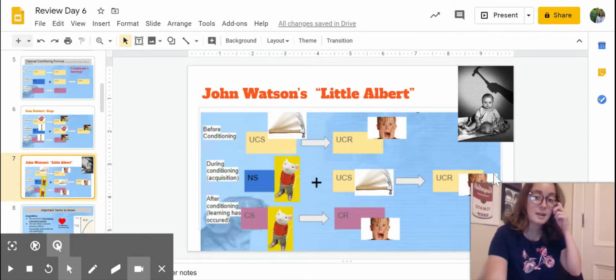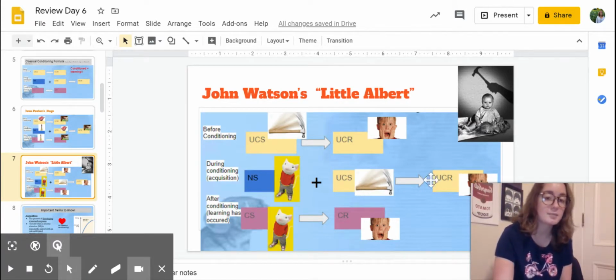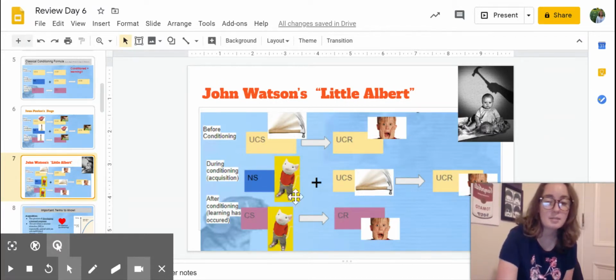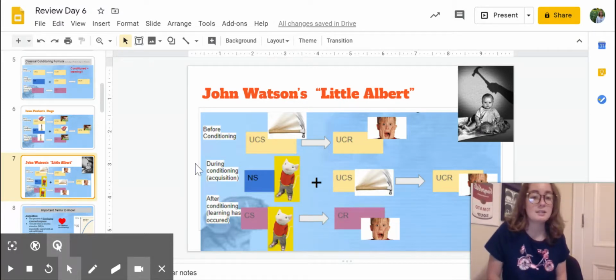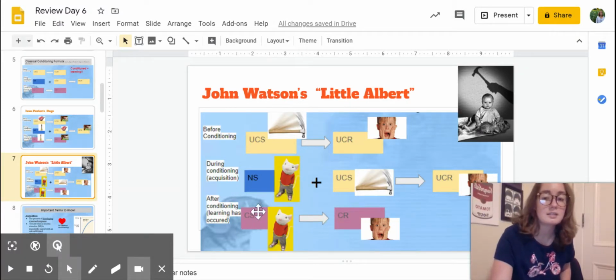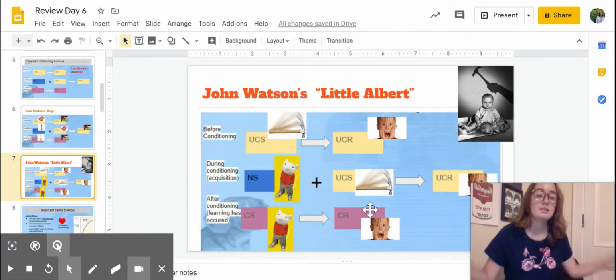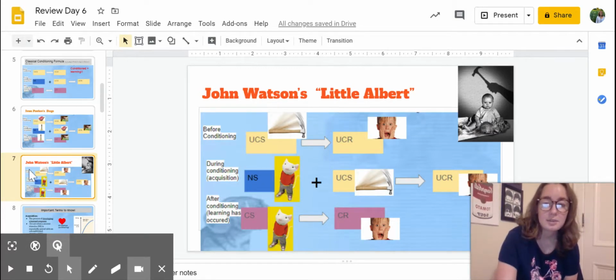But then when you pair it a bunch of times with the unconditioned stimulus of the hammer bang, which causes the response of fear, the neutral stimulus is no longer neutral, and Stuart Little, our white rat friend, becomes the conditioned stimulus. The conditioned stimulus, Stuart Little alone, without the unconditioned stimulus of the hammer bang, will cause the conditioned response of fear. So that's our example there.